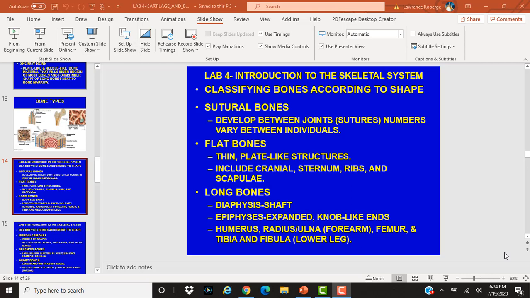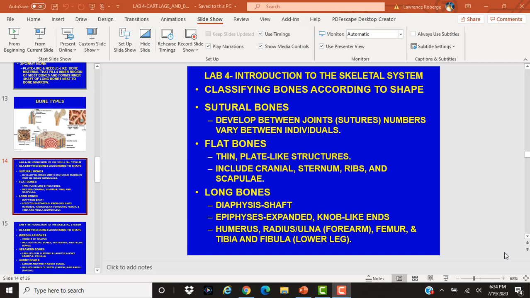Because there's individual variability from one person to another with sutural bones, they don't really include sutural bones in the count of normal bones, which is 206 in a person. They just vary between individuals. Okay, they're just really tiny, very small structures that are caught between two other bones meeting together. That's to help you understand it.